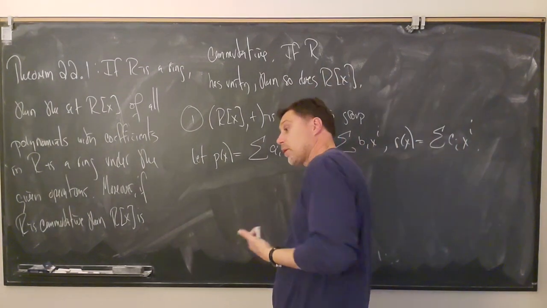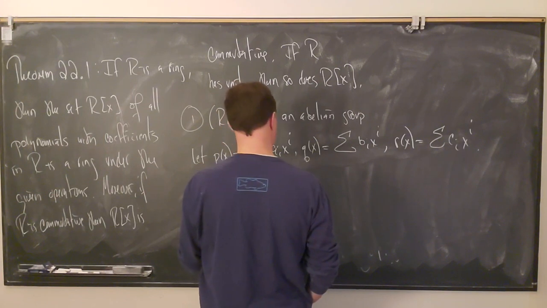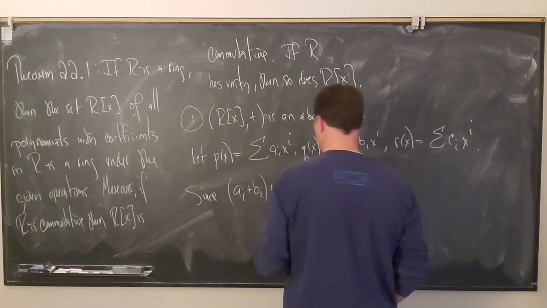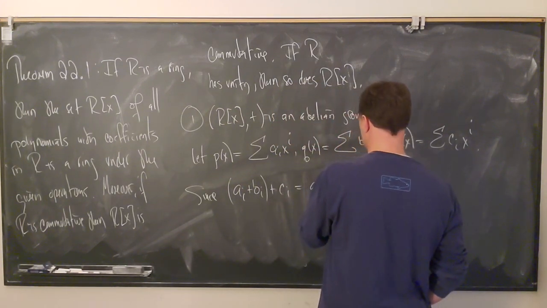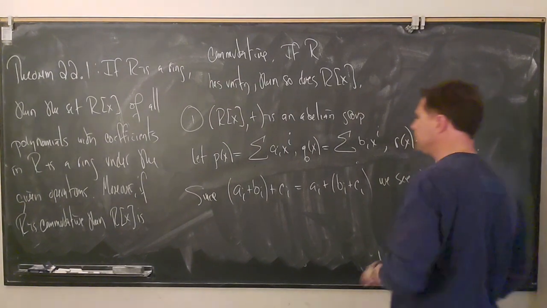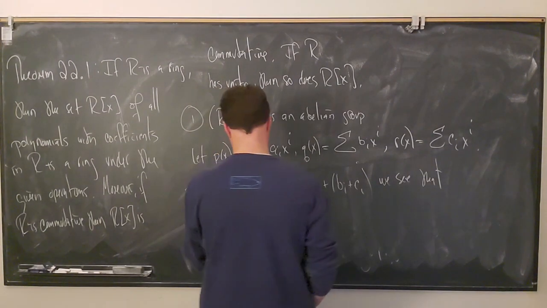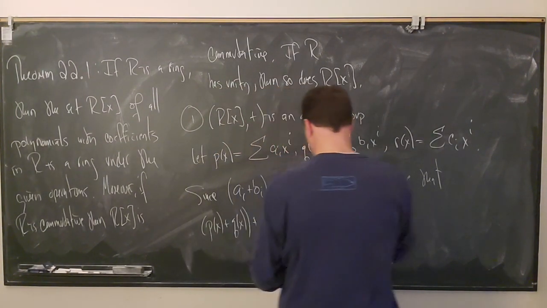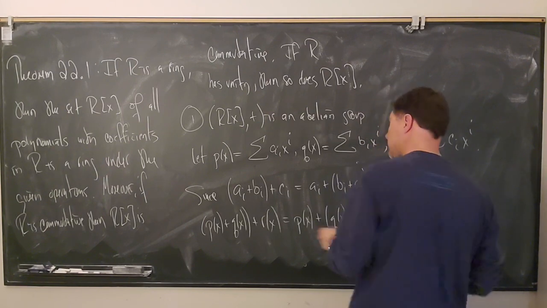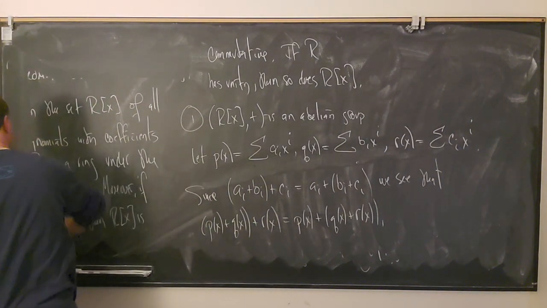Now we know that R is a ring, so addition is associative within R. All right, so since A sub i plus B sub i, parentheses, plus C sub i is equal to A sub i plus, parentheses, B sub i plus C sub i, we see that parentheses P of X plus Q of X, plus R of X is equal to P of X plus Q of X plus R of X. So there's the associative property. For an identity, the zero polynomial is the identity.